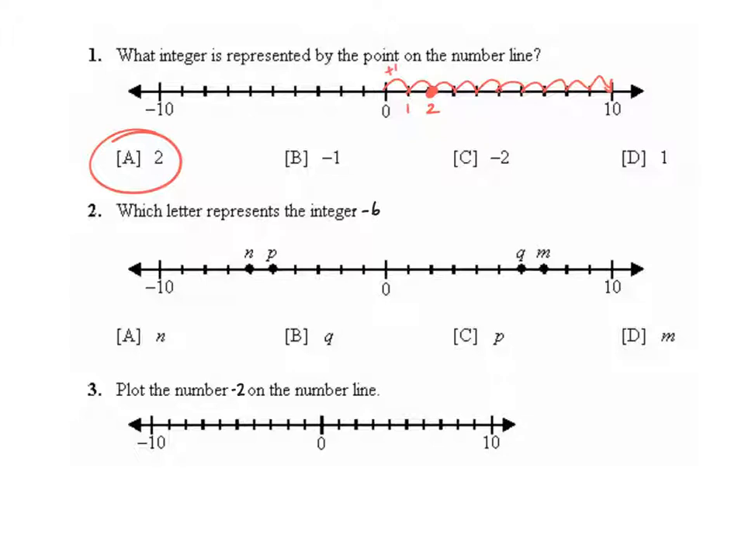Question 2, if we compare the number lines in question 2 to the one in question 1, we can see that it's divided in exactly the same way. So we're counting by 1s. We just need to find the integer negative 6.